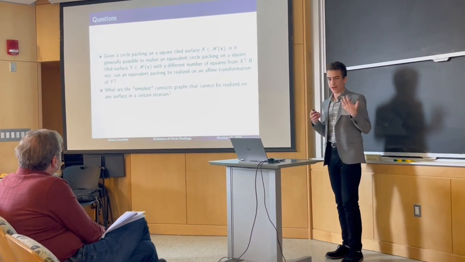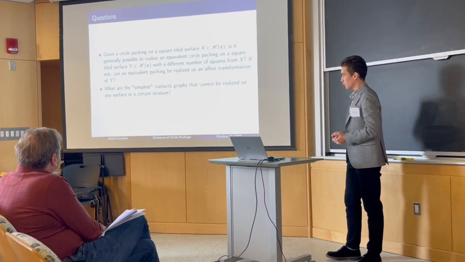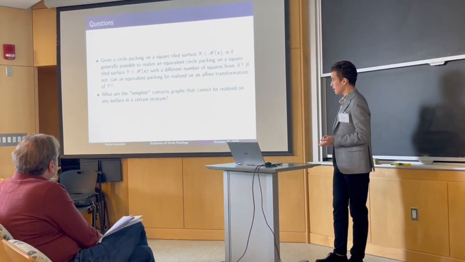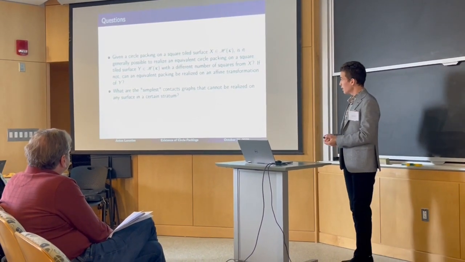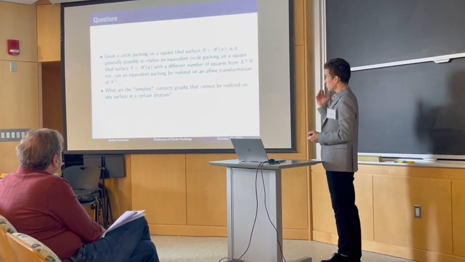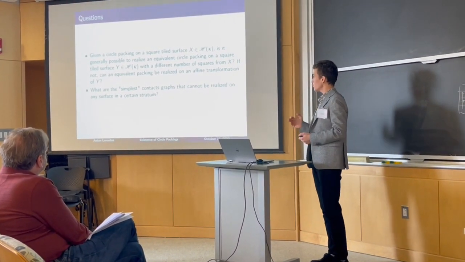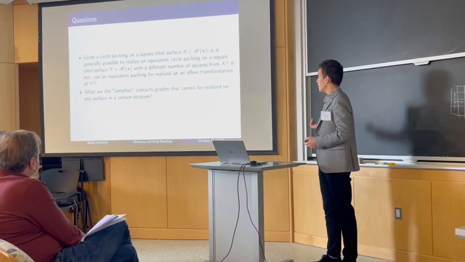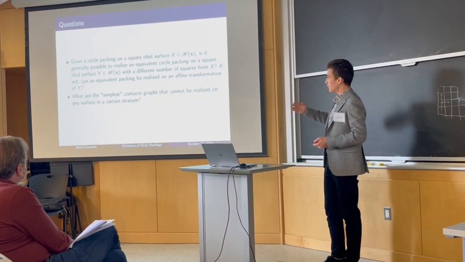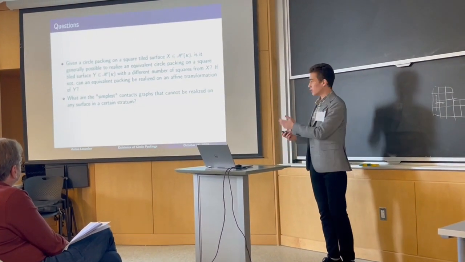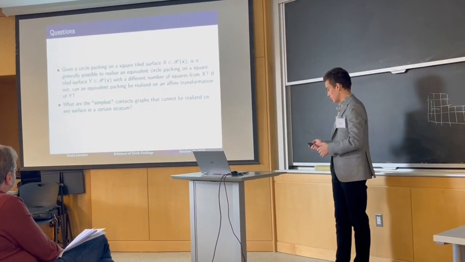Alright, so now we have discussed both translation surfaces and circle packings. We will talk about some of the questions that were investigated during the research. The first question we investigated is, if we have a square-tiled surface X that is in a certain stratum, can we realize a circle packing on a square-tiled surface Y in that same stratum, but with a different number of squares from X? And if not, can an equivalent packing to the original packing on X be realized on an affine or linear transformation of the surface Y? The second question we will discuss once we discuss our work on the first question.